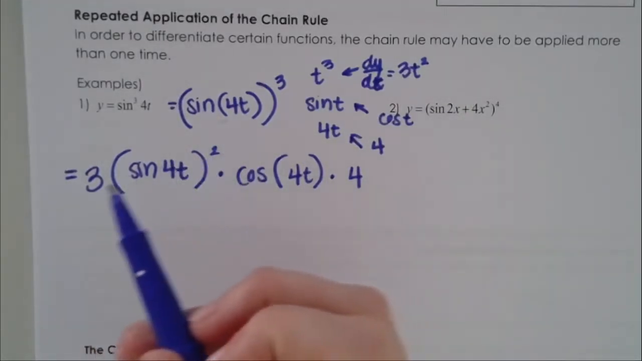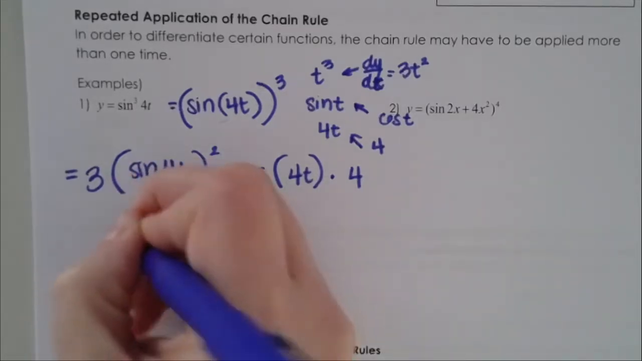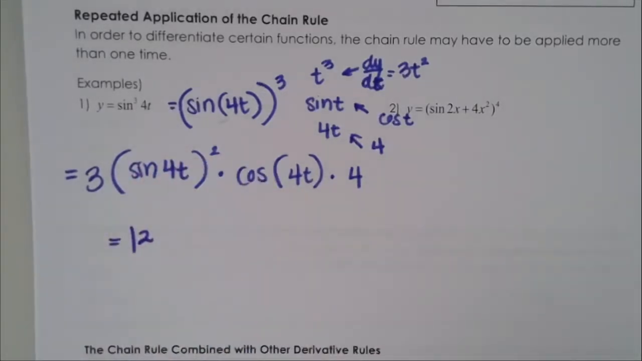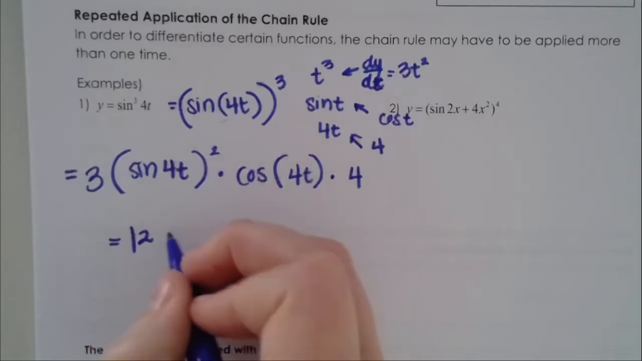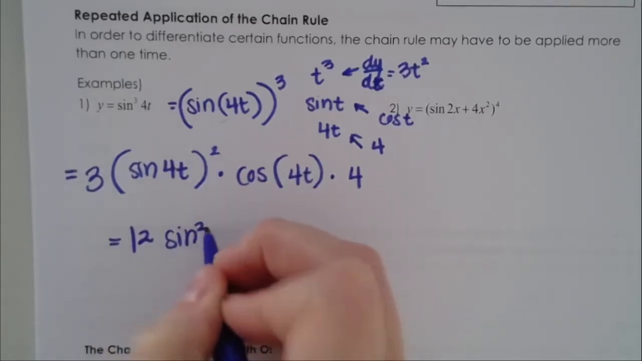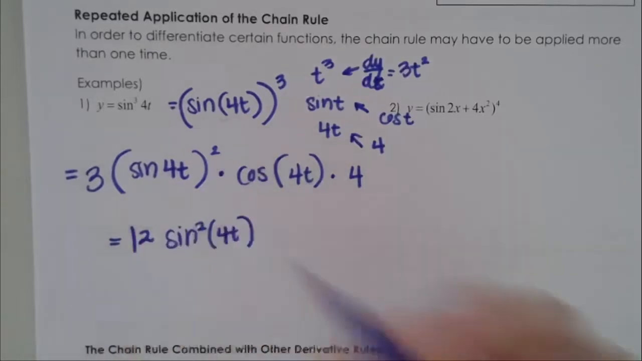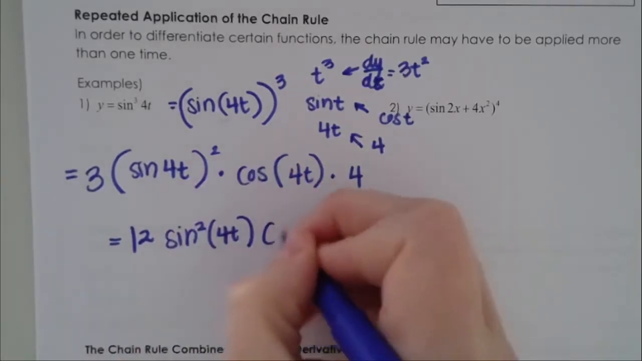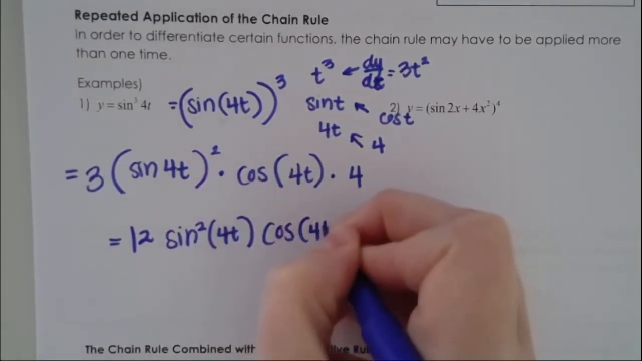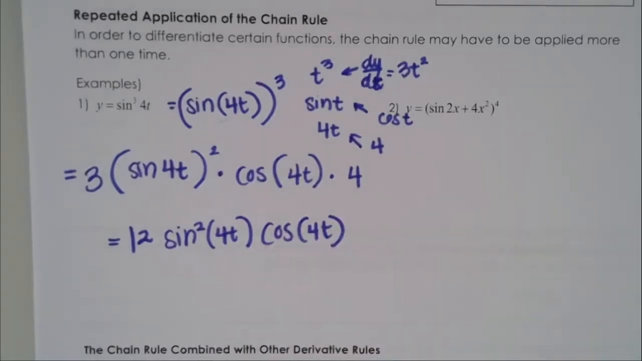So now I can do 3 times 4, and that gets me 12. I can rewrite this sine as sine squared of 4t. You can write it like that, or you could leave it this way. It doesn't really matter. And then cosine of 4t. There's not really much else that I can do there.